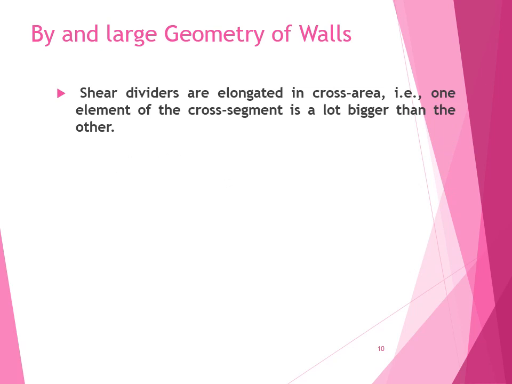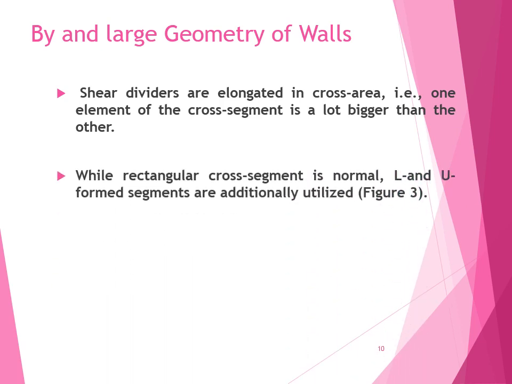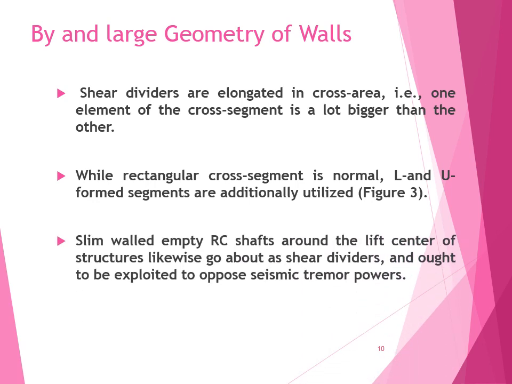Shear walls are elongated in cross section, that is, one dimension of the cross section is not bigger than the other. While rectangular cross section is common, L and U shaped sections are also used. You can see the coming figures. Thin-walled hollow RC shafts around the lift core of the structure also act as shear walls and are to be utilized to resist earthquake force.